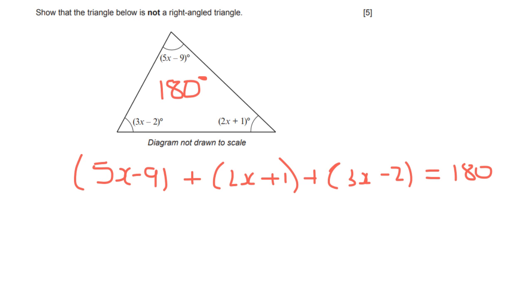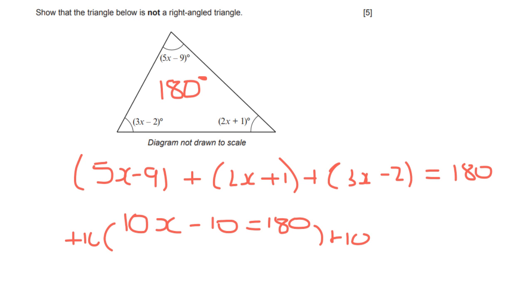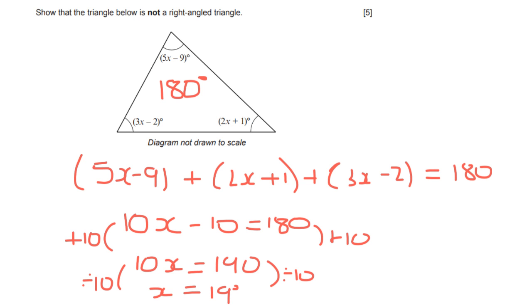So collect my like terms. So I've got 10x, and then -9, take away 2 is -11, add the 1 is -10, equals 180. So now I need to solve my two-step equation. So I'll add 10 to it. So I know 10x will equal 190. Divide that by 10. So x will equal 19 degrees.